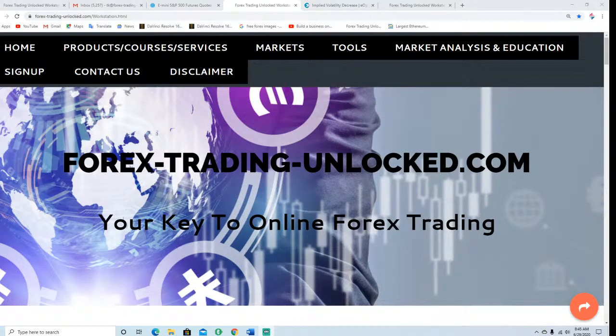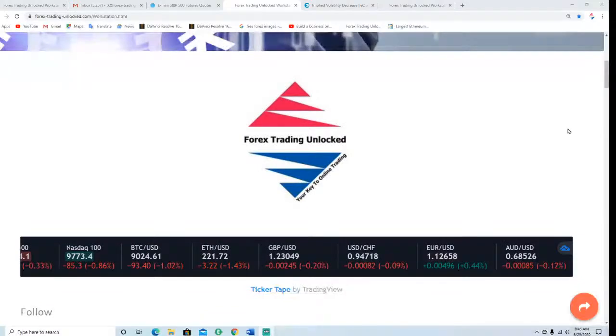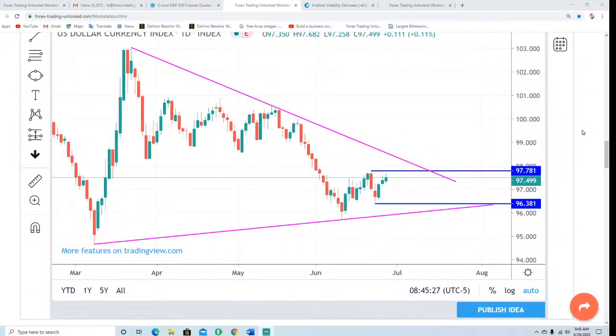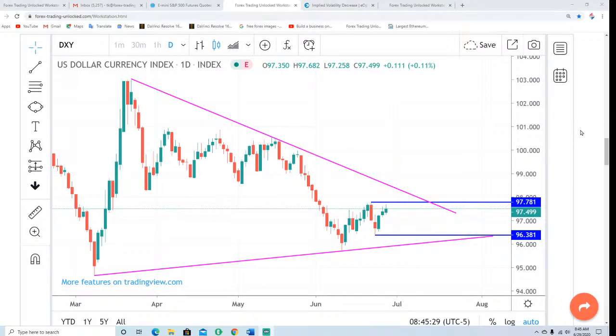With that, let's go to our live screen here at forex-trading-unlocked.com. We have our workstation page already pulled up, and we have the dollar index chart pulled up for you. As you can see, the dollar index had a nice little boost in the last 3 days of the week last week, and today it's been under pressure, starting out as the weekend has ended and we are beginning the last week of June and also the beginning of July soon.